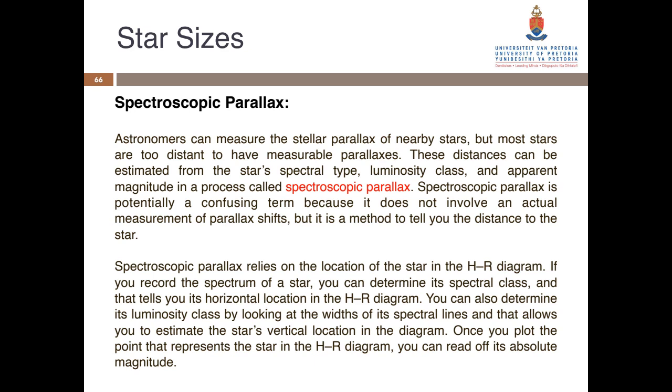If you record the spectrum of a star, you can determine its spectral class, and that tells you its horizontal location in the HR diagram. You can also determine its luminosity class by looking at the widths of its spectral lines, and that allows you to estimate the star's vertical location in the diagram. Once you plot the point that represents the star in the HR diagram, you can read off its absolute magnitude.